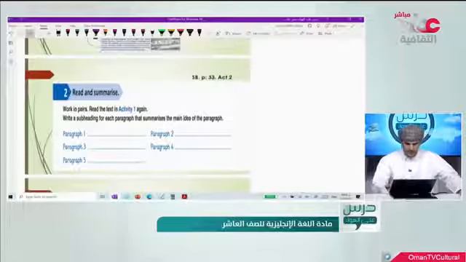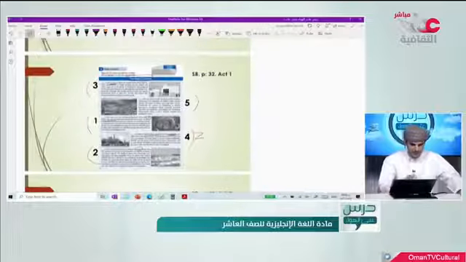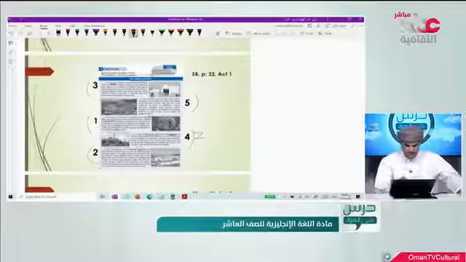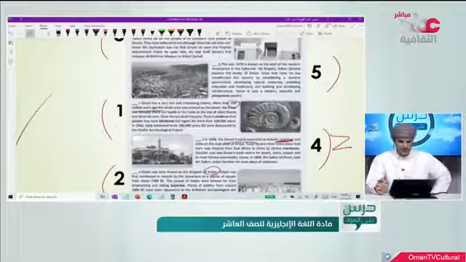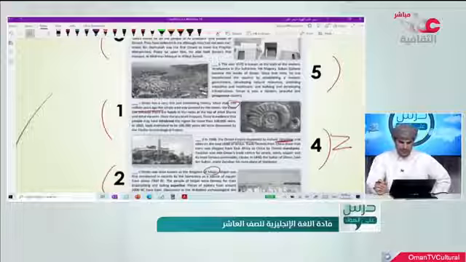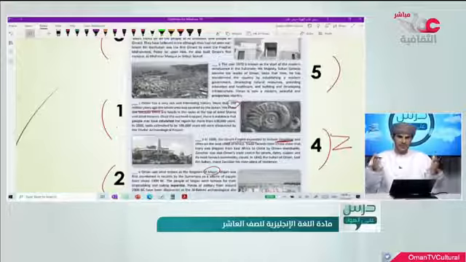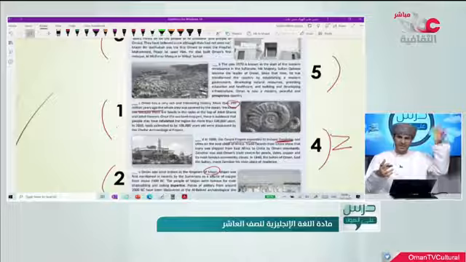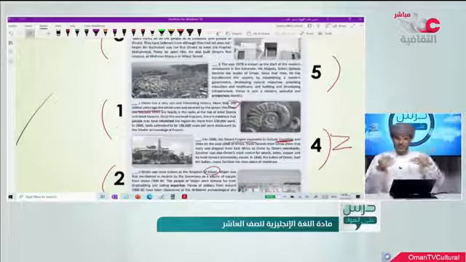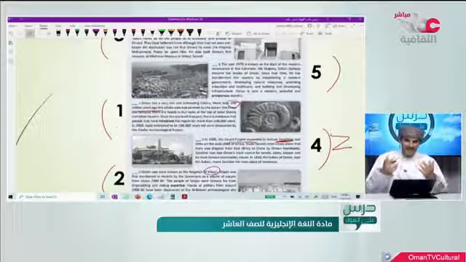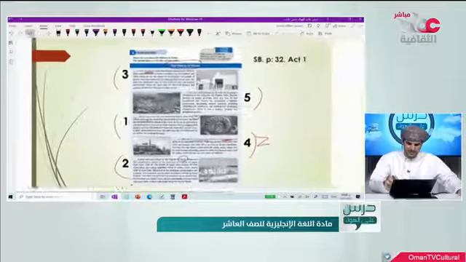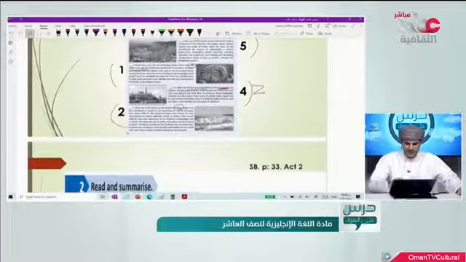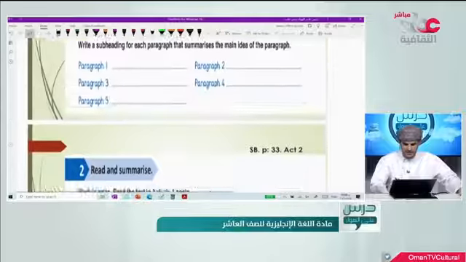For paragraph 1, look here, for paragraph 1, what do you think? Oman has a very rich and interesting history, more than 250 million years ago. 250 millions of years ago means what? Very, very, very, very what? Old. What's that word? Yes, Ahmed? Ancient. Very good. Ancient. So can you guess the subheading?